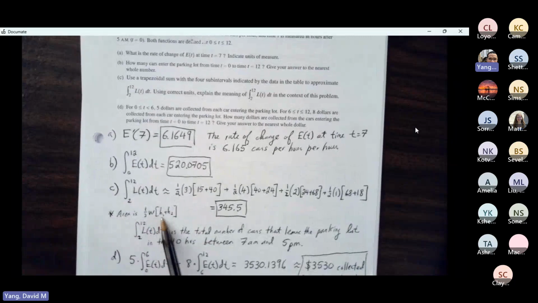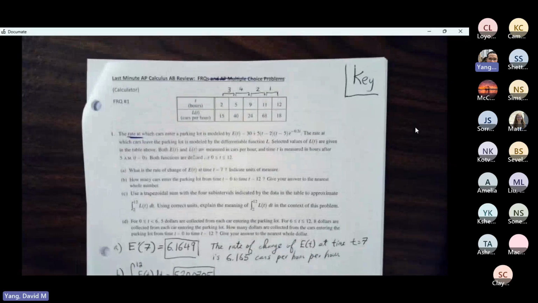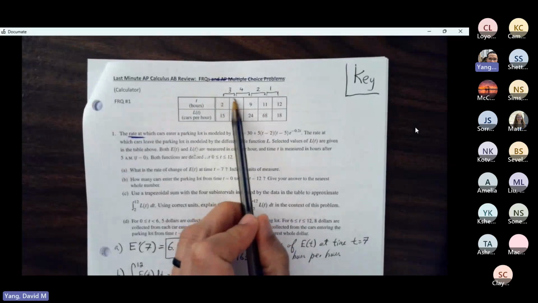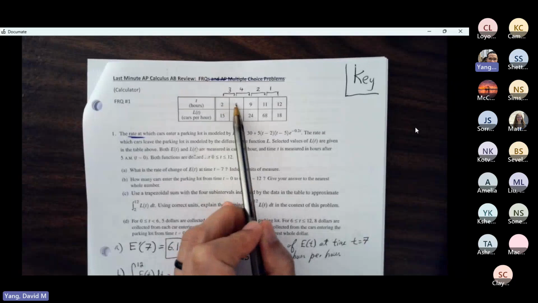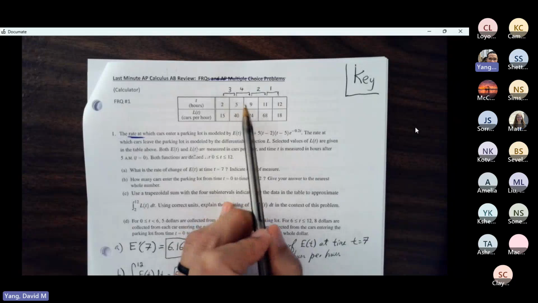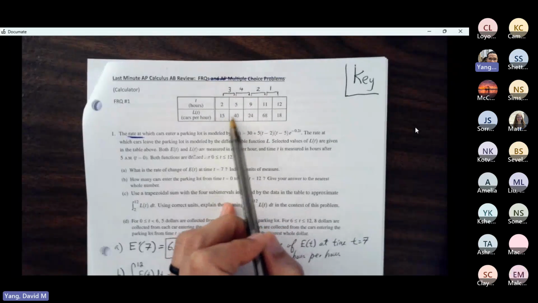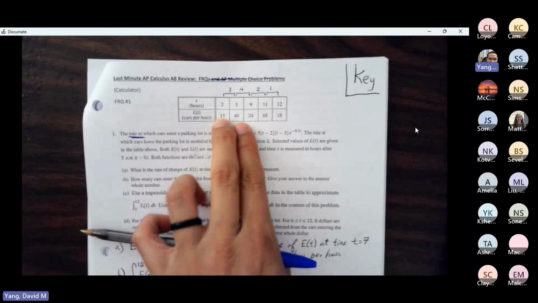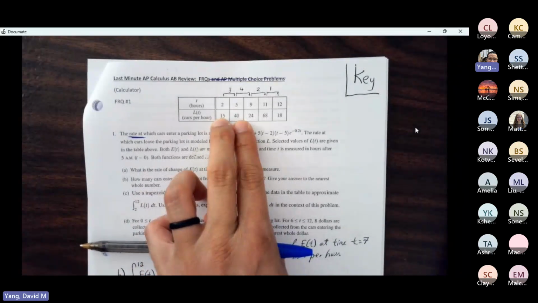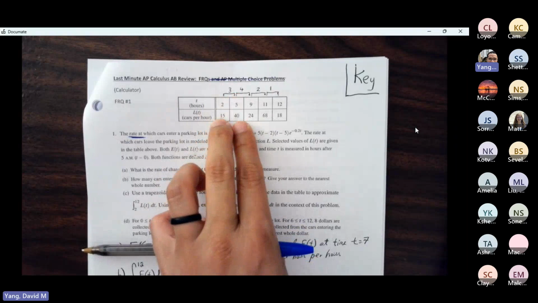So the area of a trapezoid is 1/2 width, height 1 plus height 2. So we want to find the width by subtracting the T values from the T table. So 5 minus 2 is 3, 9 minus 5, 11 minus 9, and 12 minus 11. And then within each subinterval, we want to choose the appropriate height component, or the L of T, which will compose the height of the trapezoid. So 1/2 times 3, height 1 plus height 2.